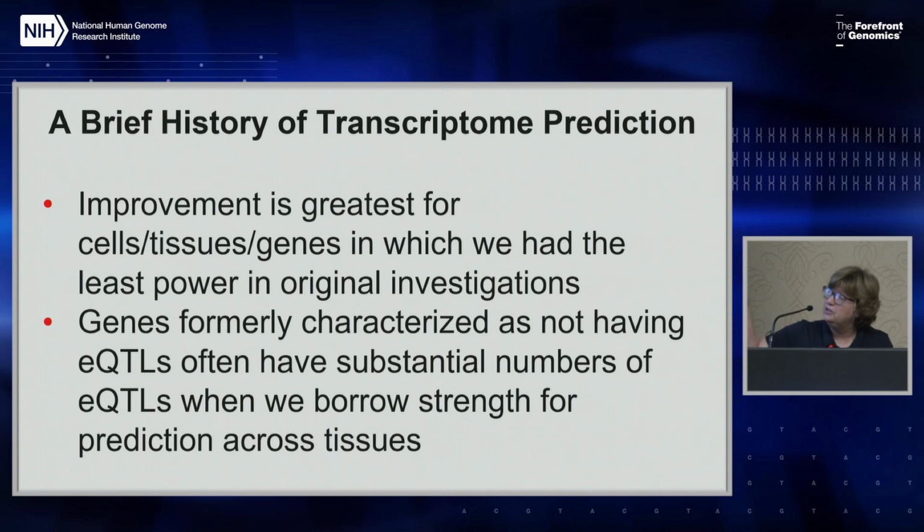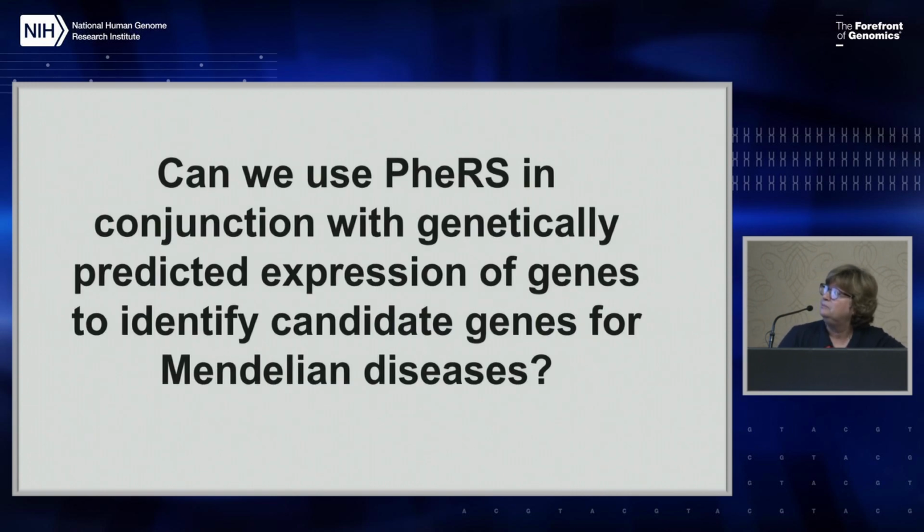So one of the things that is relevant, though, is that genes formerly characterized as not having any eQTLs, when you borrow strength across tissues, often have substantial numbers of eQTLs. And that's a really important and interesting class of genes that in the first rounds of GTEx were not showing as having eQTLs at all, because people were looking at the more tissue specific effects. And so that's a nice outcome of some of these more recent predictions.